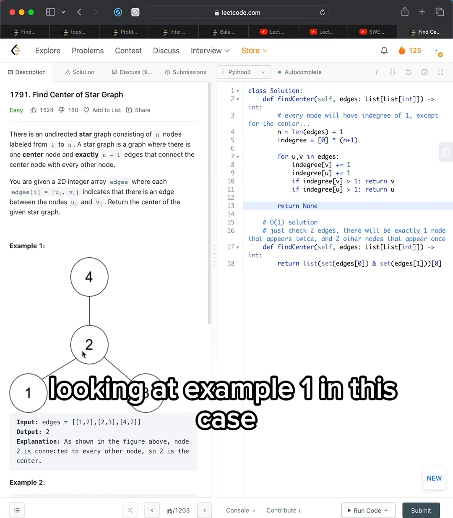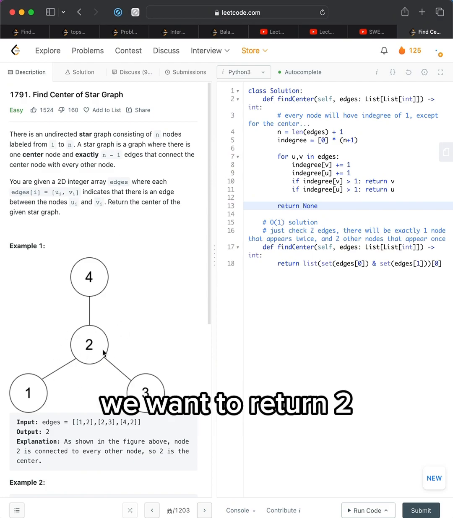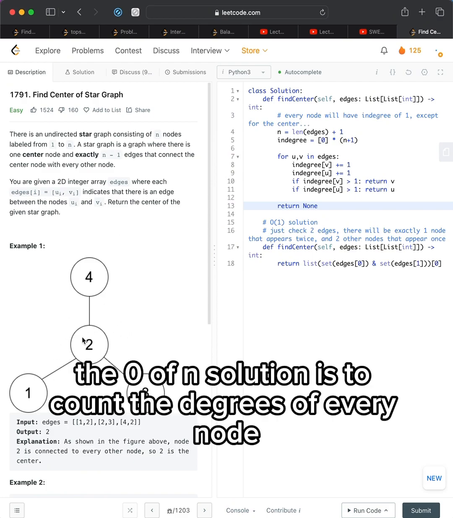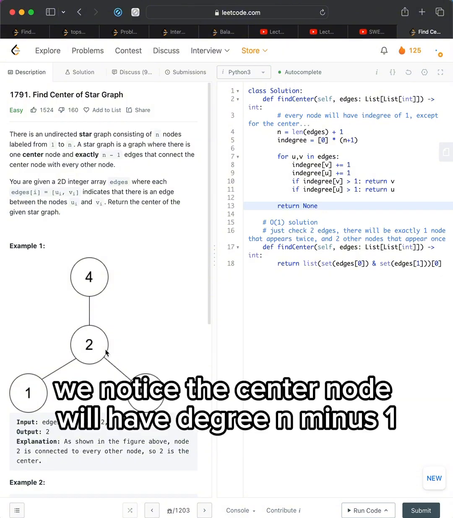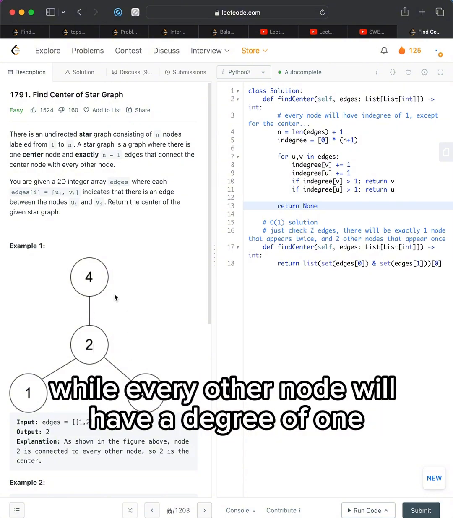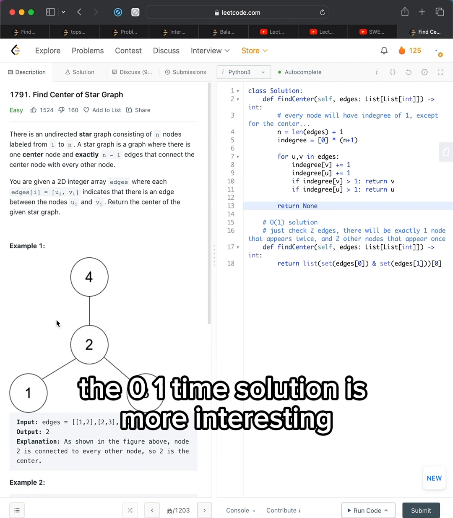Looking at example one, in this case, we want to return 2. The O(N) solution is to count the degrees of every node. We notice the center node will have degree N minus 1, while every other node will have a degree of 1. The O(1) time solution is more interesting.